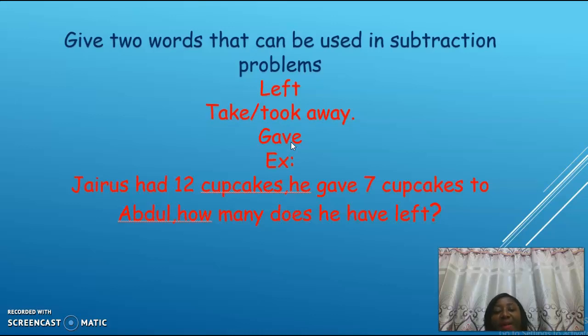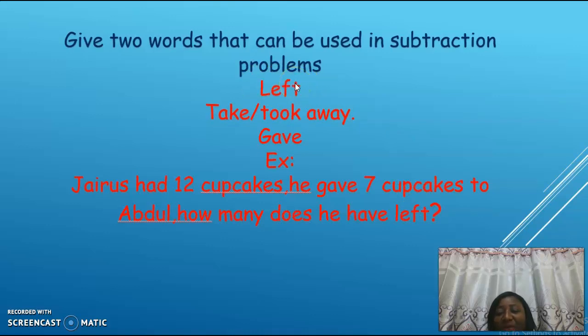I'm going to read you an example. Let's do this together. Jairus had 12 cupcakes. He gave 7 cupcakes to Abdul. How many does he have left? Can you see the word left? This is the same as the word I had used or highlighted at the beginning.